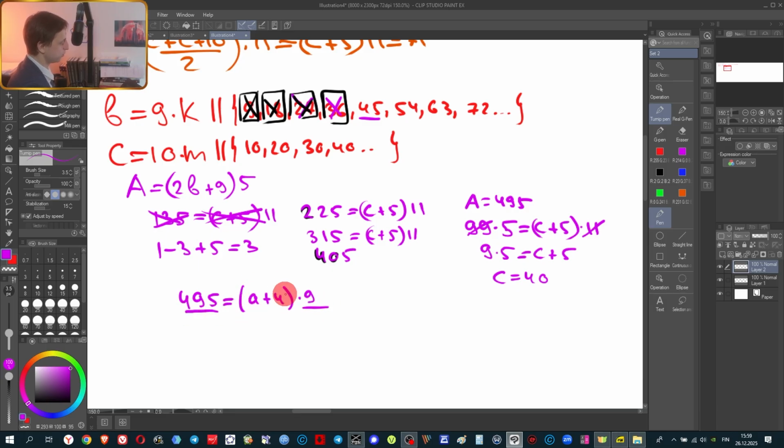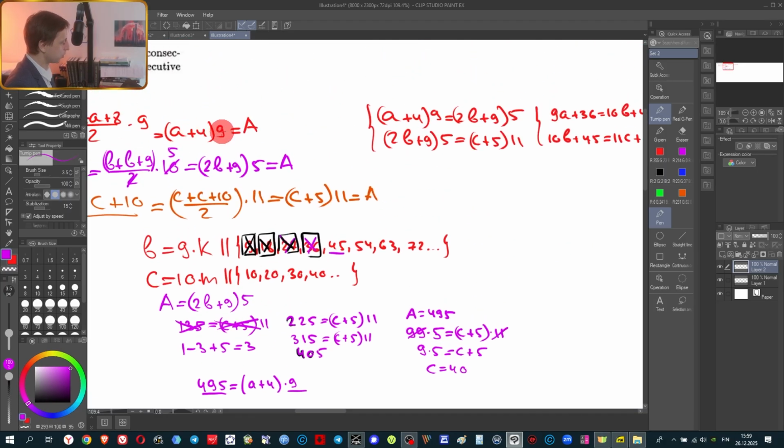In this case, a plus 4 is an integer and a is an integer. And obviously it is divisible by 9, because the sum of the digits here is simply 18, divisible by 9, and we don't even need to perform the division. We just know that a plus 4 will be an integer, and therefore a will be an integer.